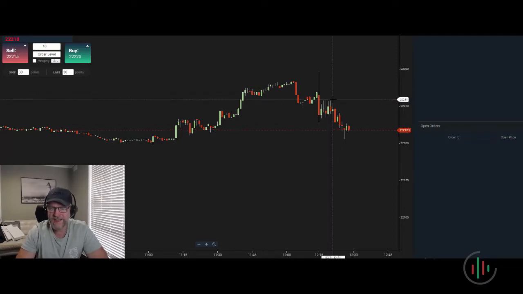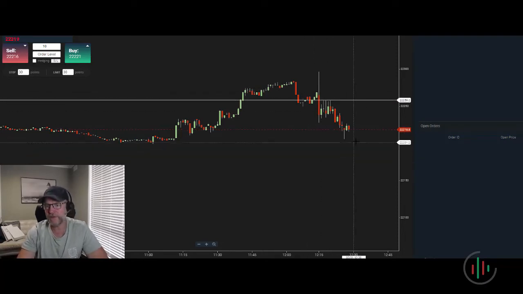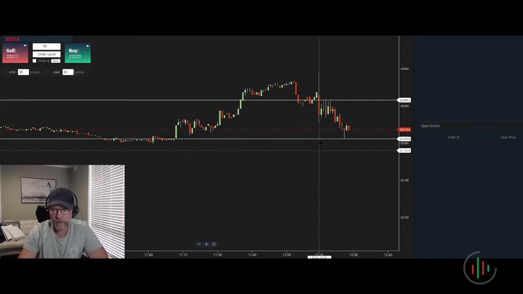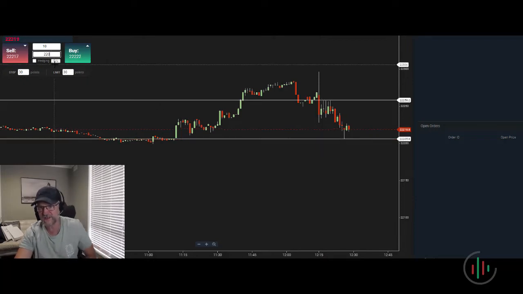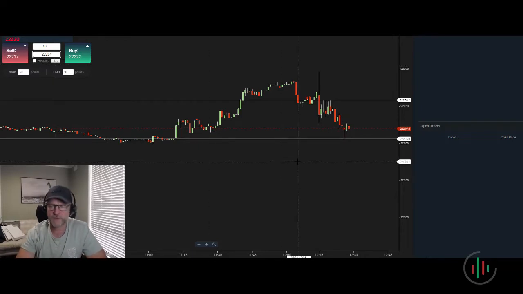So what you'll see now, I'm just starting to mark up the levels that I want to see give me some sort of opportunity. We've got one level on the upside, so if it breaks through that, I want to be a buyer. And if it goes down through the bottom side, which I think is about 22,205, that's my sell target, so just through that level.